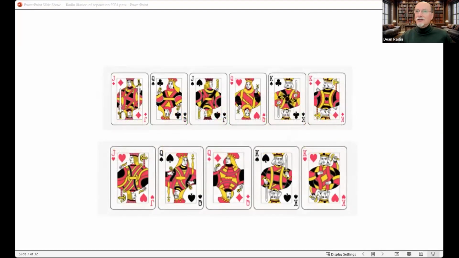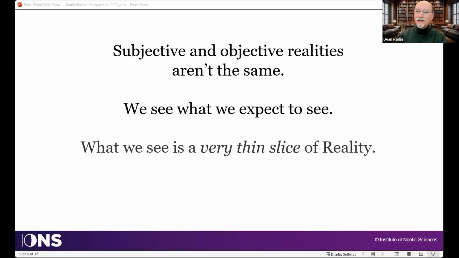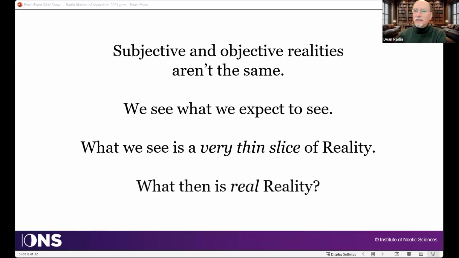Well, here's the answer. So on the top is the original 6 cards, and on the bottom was the one where I supposedly took your card away. Well, they're all different than the ones on the top. So yet another illusion, that's one that's used by magicians, where if you're focusing on a card, one of the 6 on the top, you're not paying attention to the other ones, and that's why the trick works. So all of this means that subjective and objective realities aren't the same thing. And what we see is what we expect to see. And what we see is a very thin slice of reality. So then what is real reality?